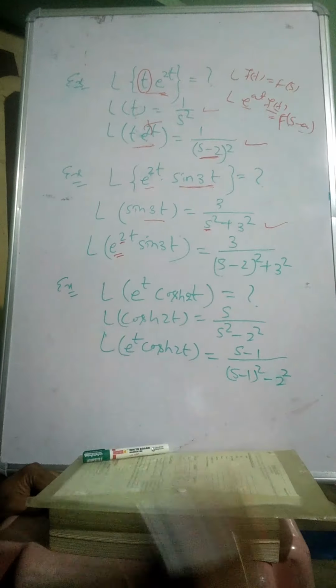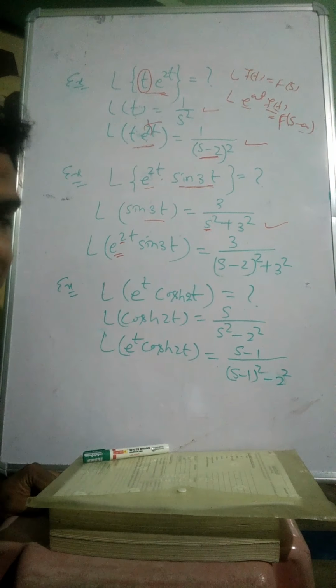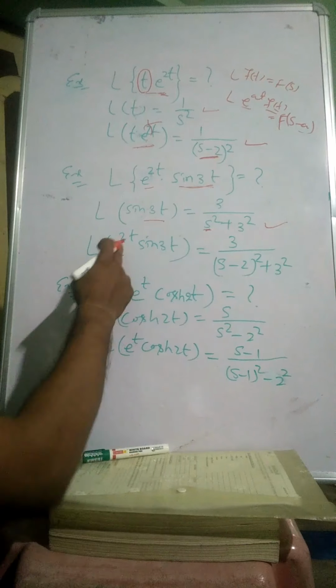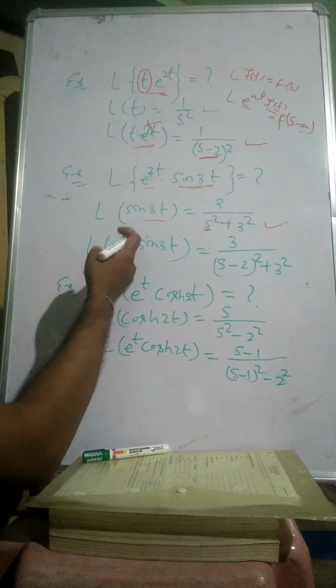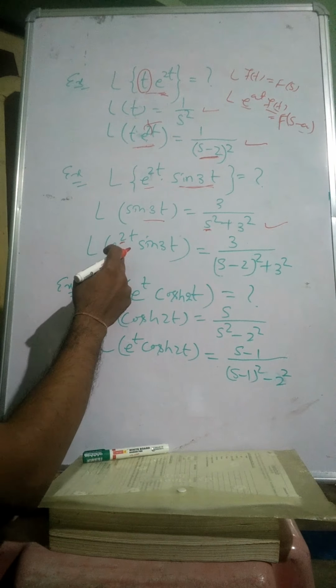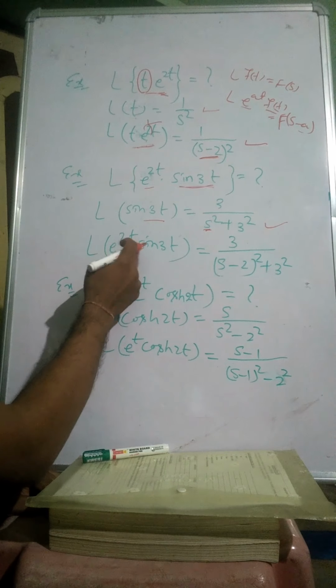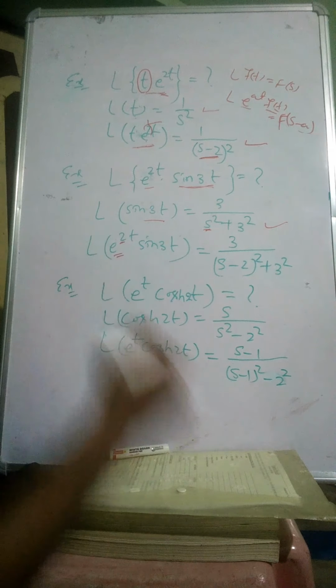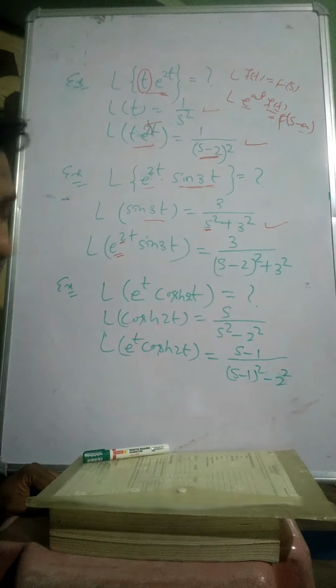So you only have to check where is s, and that s should be replaced by s minus a, and a is what? That is the coefficient of t in the power of exponential e. Is it not? e to the power 2t. So the coefficient of t in the power of e. So therefore, the answer is what?